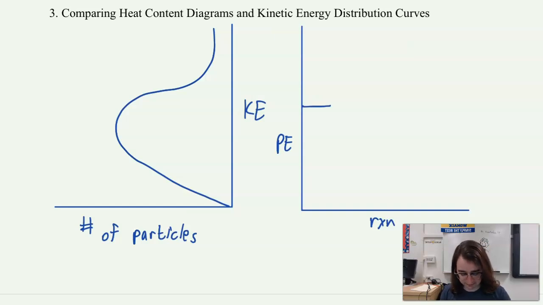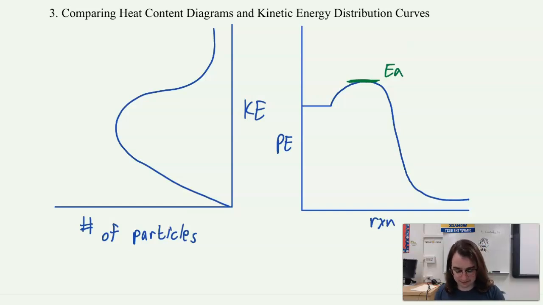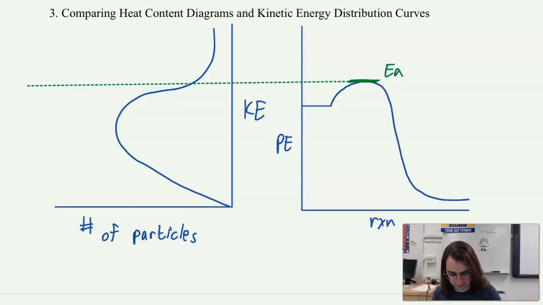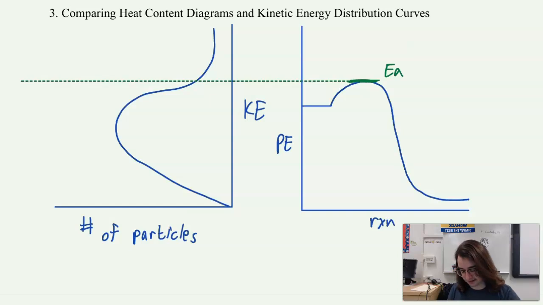And let's do exothermic, so something like this. The big takeaway here is that the activation energy for the potential energy diagram, the top of the hill, is also the activation energy as determined by the kinetic energy distribution curve. So they're the same. This is just like what we saw last time. That means that everything above that line is particles that have the ability to react. But anything below that line, those are particles that do not have enough energy to collide and form products.